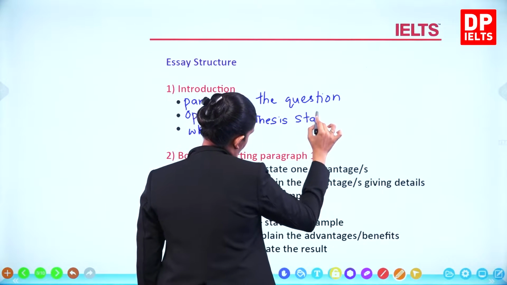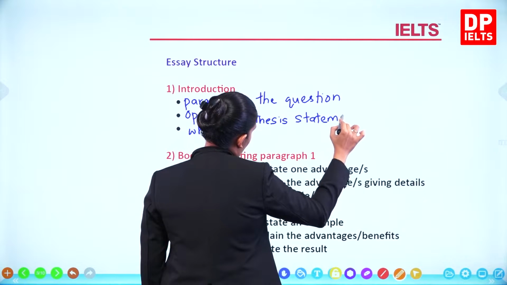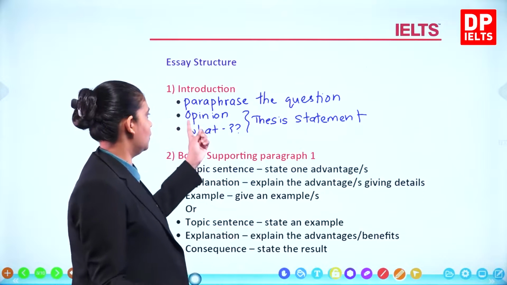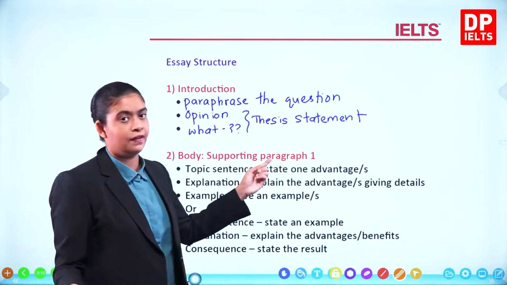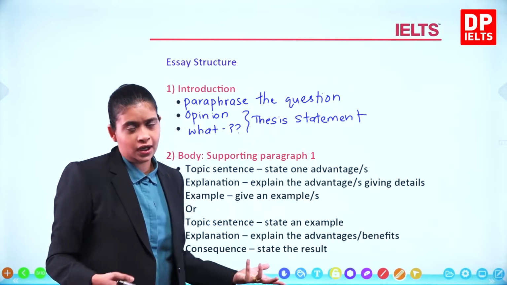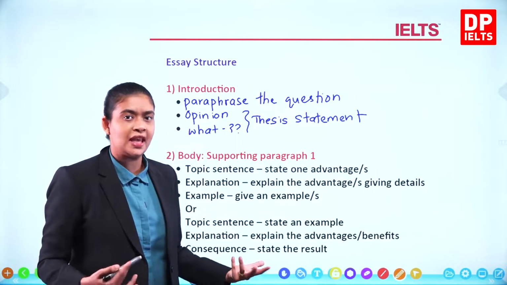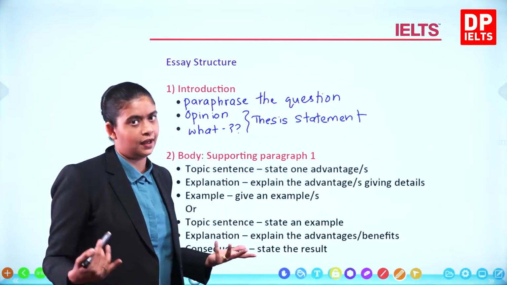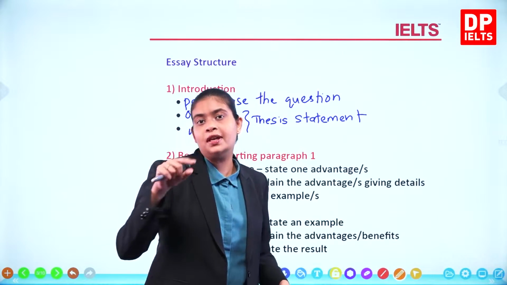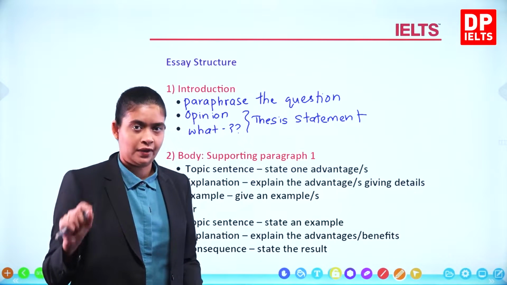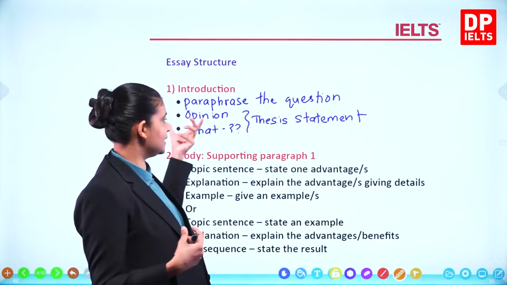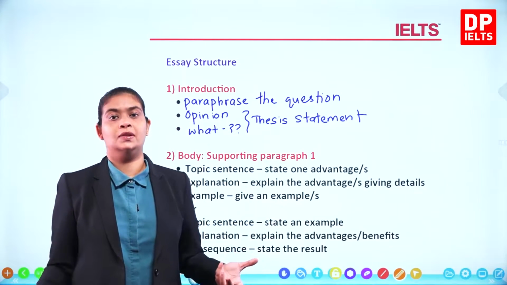So different people, as I told you, call it with different names. You have a background statement, then a thesis statement, then an outline statement. It's all right, whatever they call it, as long as you've got those elements that I'm telling you. So make sure you paraphrase the question. If they ask you for your opinion, make sure you have the opinion and then put down what exactly you are going to write in your essay.